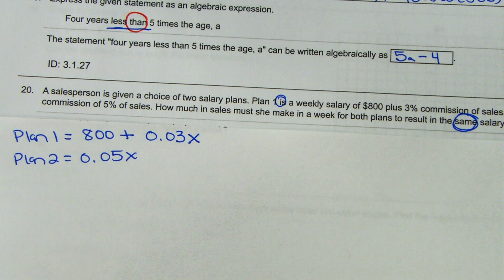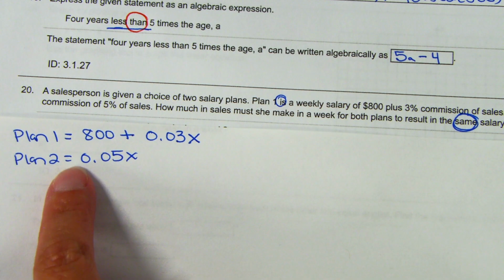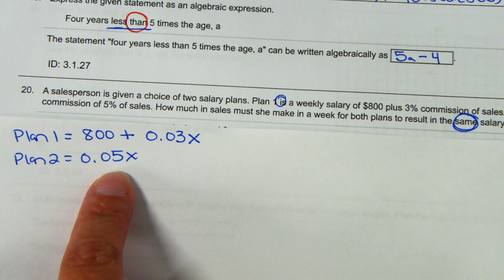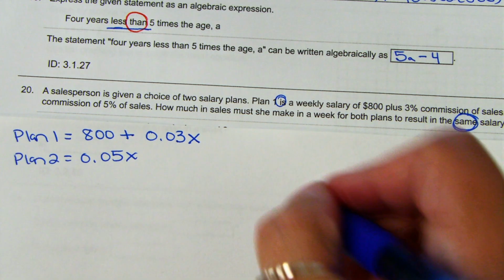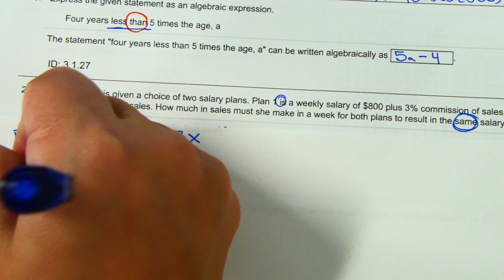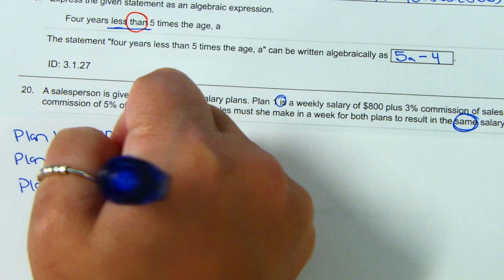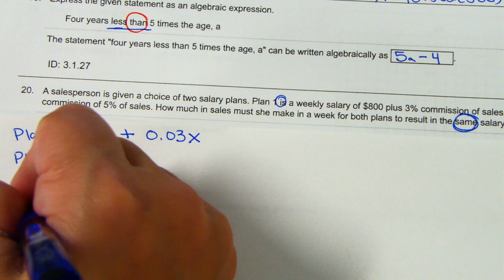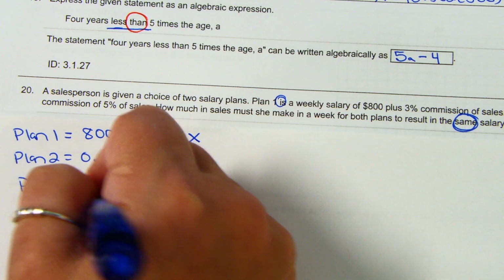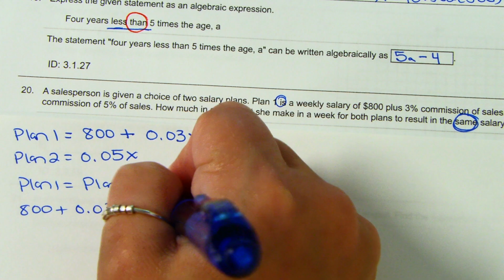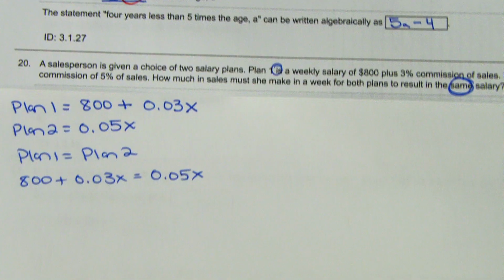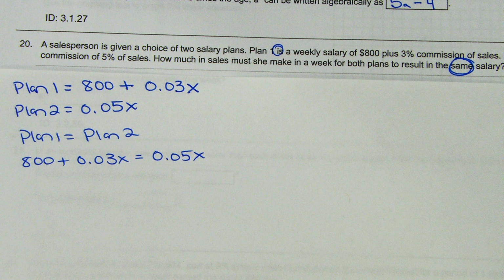The second plan says plan 2 is a straight commission of 5% in sales. There's no salary for this one. It's just your sales. So it's 0.05 times X. That means if she doesn't sell anything that week, she doesn't make anything that week. With plan 1, she's going to make $800 a week regardless of how much she sells. So you have to take that into account whenever you're picking a job salary, if you're given that option, because you want to make sure that you're going to make the most money for what happens.